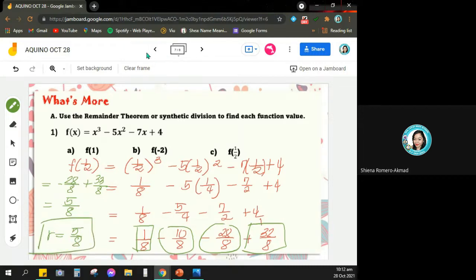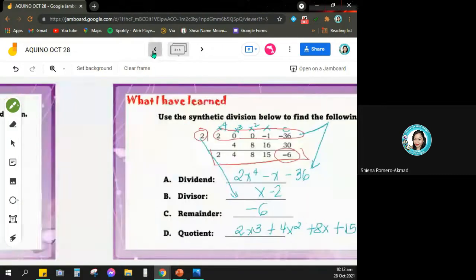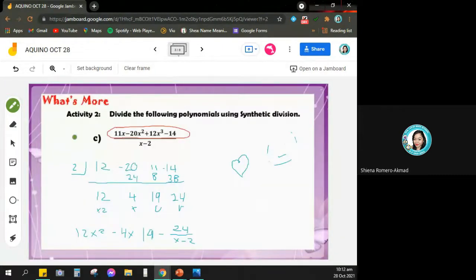Okay? So, ganyan po. O, nasa na yung nagsasagot? So, we have, mukhang ito lang, ayan. 12, correct. Negative 20, correct. 11, correct. Negative 14, correct. Bring down 12 times 2, 24, correct. Plus negative 24, correct. Next, 4 times 2 is 8, tama. 19, correct. 19 times 2 is 38, correct. Plus 14 is 24, correct. So this is the remainder, this is the constant, this is x squared.